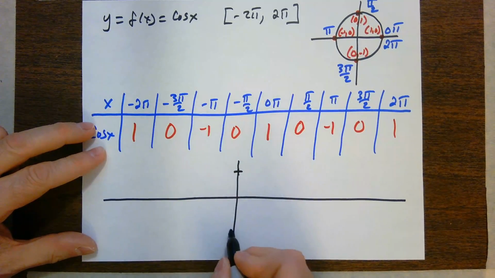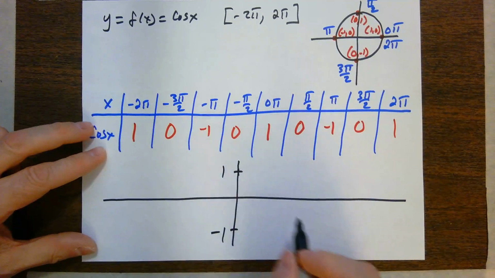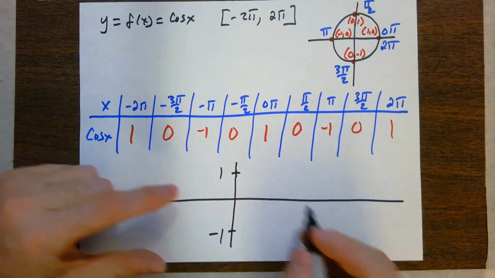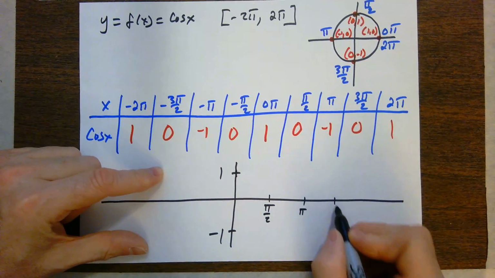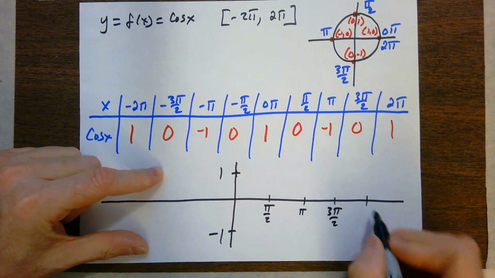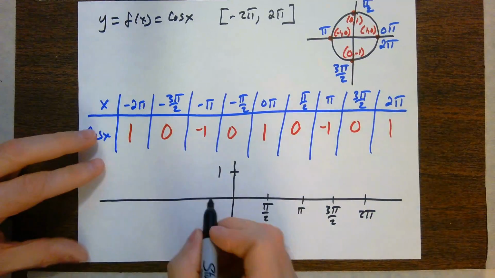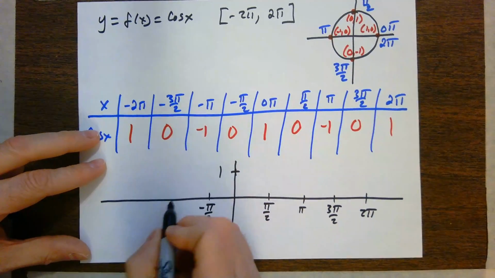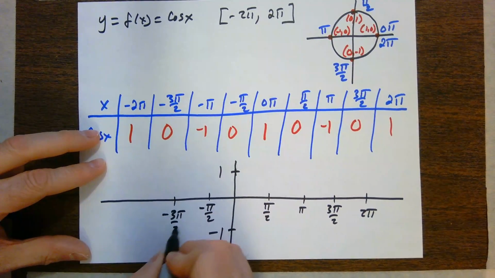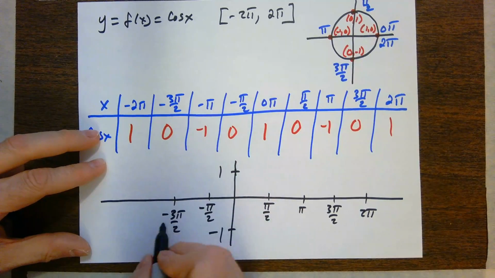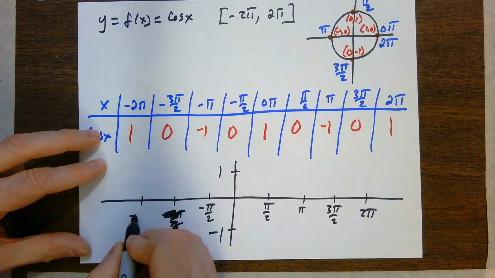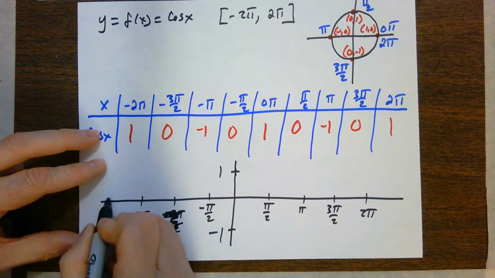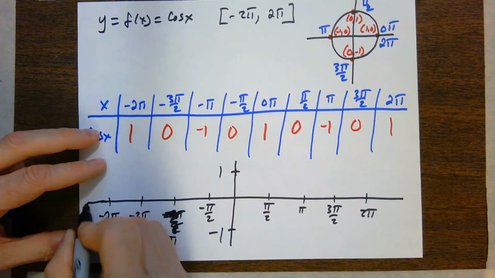Again, I can see that I'm going from negative 1 to positive 1. This time I think I got them in the right order. Pi over 2, pi, 3 pi over 2, 2 pi, negative pi over 2, negative 3 pi over 2. Oh no, that should be negative pi. That should just be negative pi there. Here's negative 3 pi over 2 and negative 2 pi.